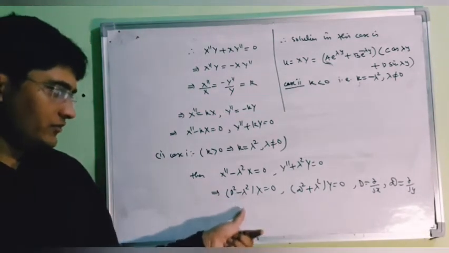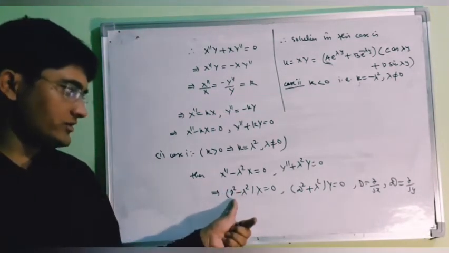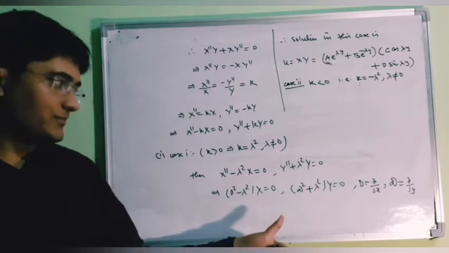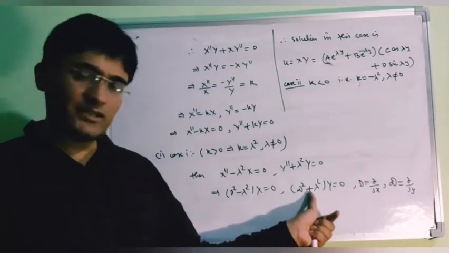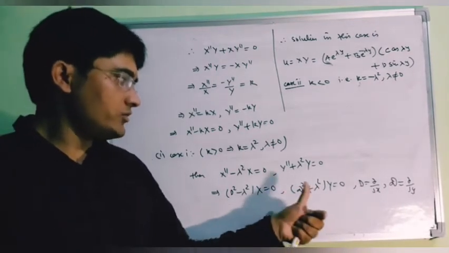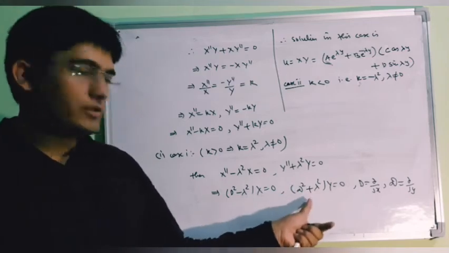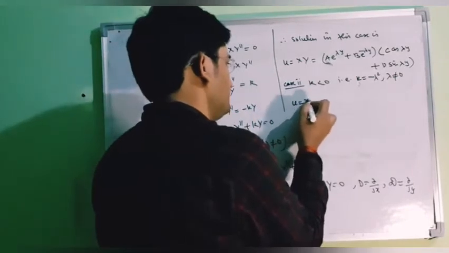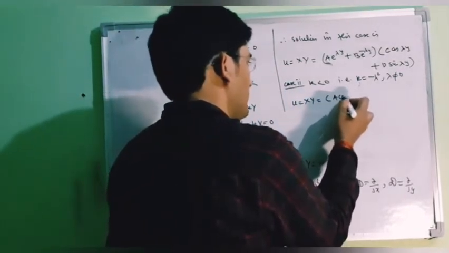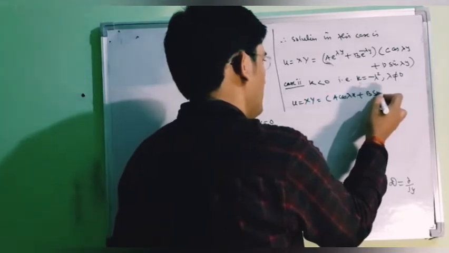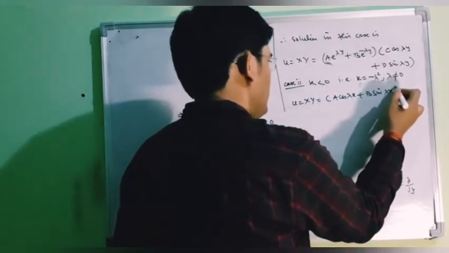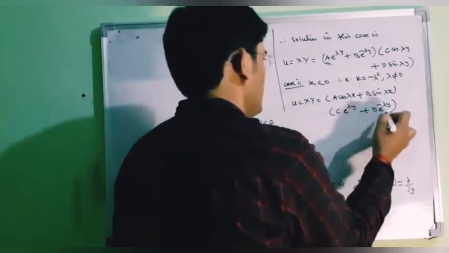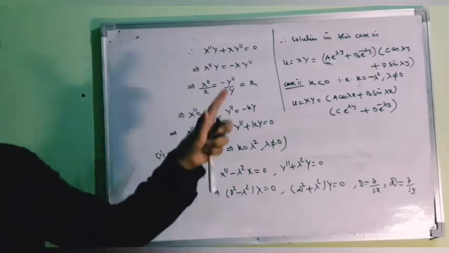So now if here we have plus sign, then the solution will be c1 cos lambda x plus c2 sin lambda x, and if we have minus sign here, then the roots of the auxiliary equation will be lambda and minus lambda, giving e to the power lambda y and e to the power minus lambda y. So in this case your solution will be (a cos lambda x plus b sin lambda x) times (c e to the power lambda y plus d e to the power minus lambda y). So this is our solution in this case when your k is negative.